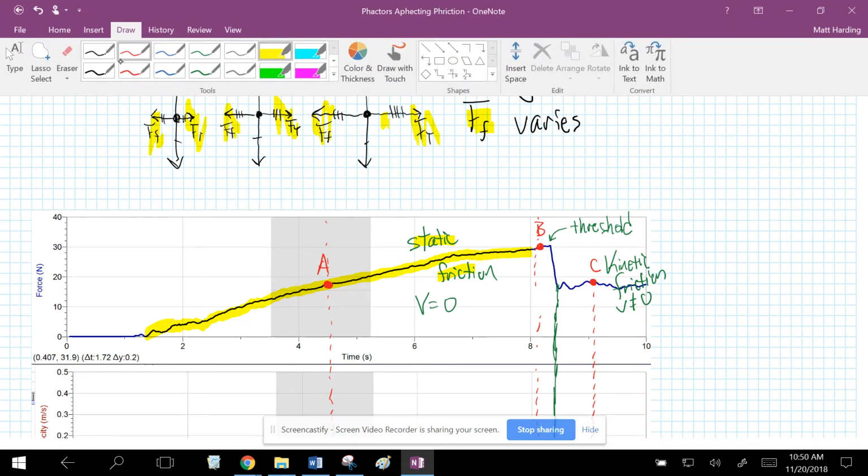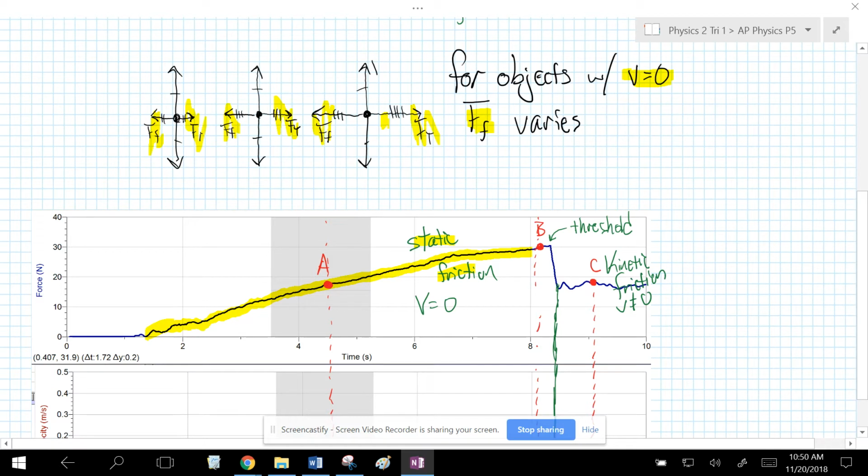It's represented as FFS, okay? And it's a variable amount up to this threshold value here. So there's an equation that says FFS max, the maximum amount of static frictional force, is equal to mu S times the smoosh push force.